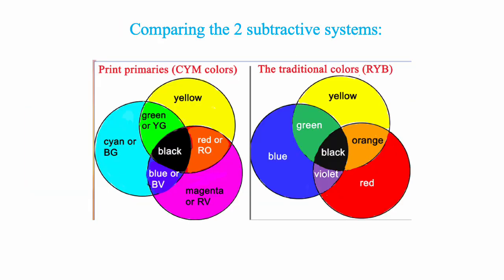The print primaries, cyan and magenta, are available in dyes and transparent pigments that let some of the white of the paper show through, keeping the colors light and saturated. These colors are more difficult to achieve using opaque pigments. The master painters of the past didn't have access to cyan and magenta paints, so they used the traditional colors instead, whose hues are generally darker and less saturated than with the print system.